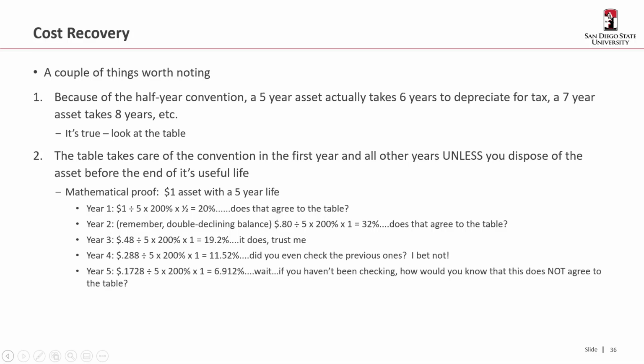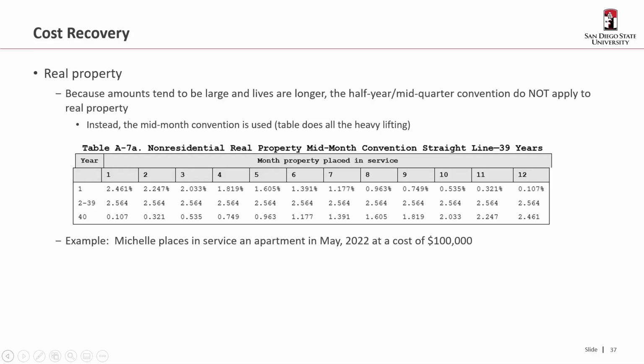If you had been checking, you would know that does not agree to the table. And that's because the depreciation rules written by the IRS allow you to change to straight line when straight line results in a larger depreciation deduction. So if we switch to straight line, we'd say, all right, well, I'm at 17.28 cents. I've got a year and a half of life remaining. If I do that math, I get 11.52%. And I bet you if you go look at the table, it's going to agree. Okay. So now let's shift to real property, but we'll do that in the next video.